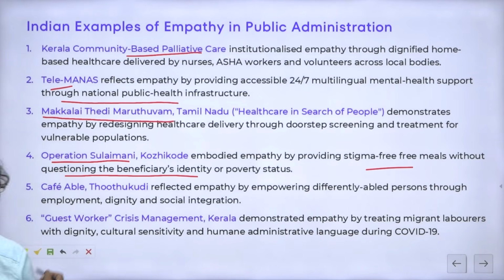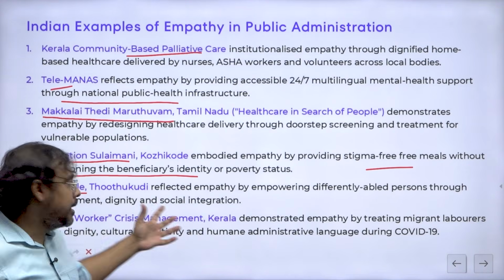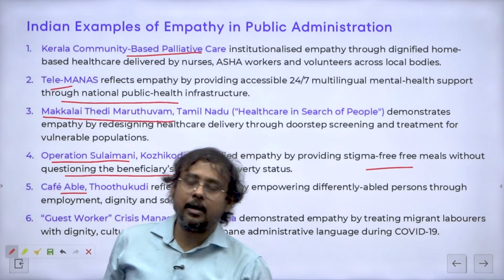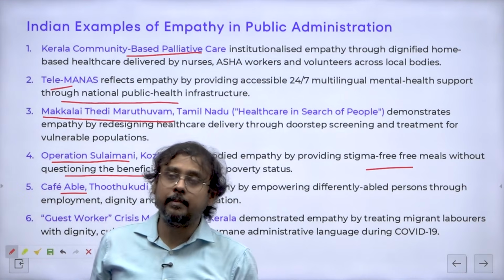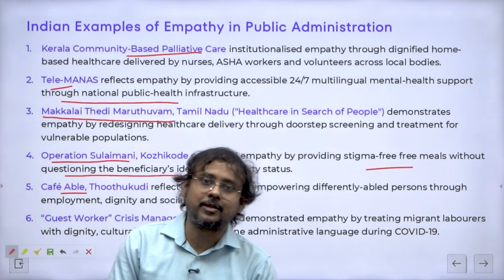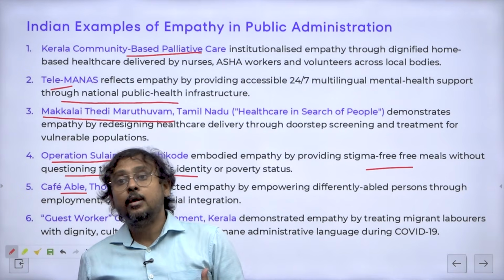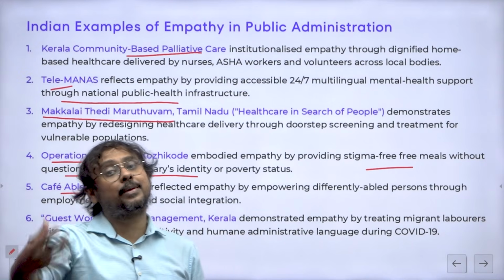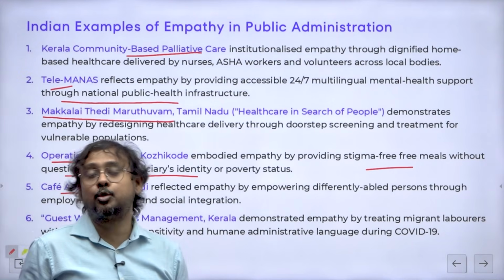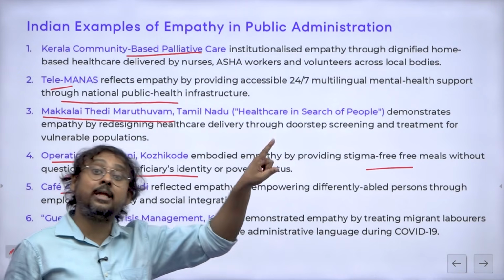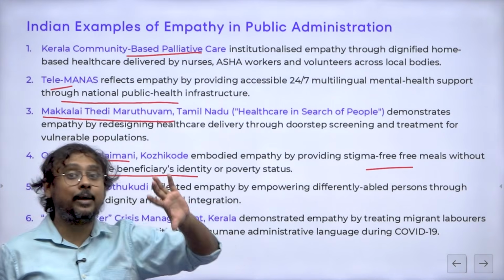Last but not least, we have heard about Cafe Able. In Cafe Able in Thoothukudi district in Tamil Nadu, what we have seen is that an IAS officer, I currently cannot recollect the name, has used the resources of the state to build what? To build a cafe which is completely run by the differently abled, right? So again, showing a very empathetic public administration towards the differently abled, and ensuring what? Ensuring, remember, equity and inclusivity.